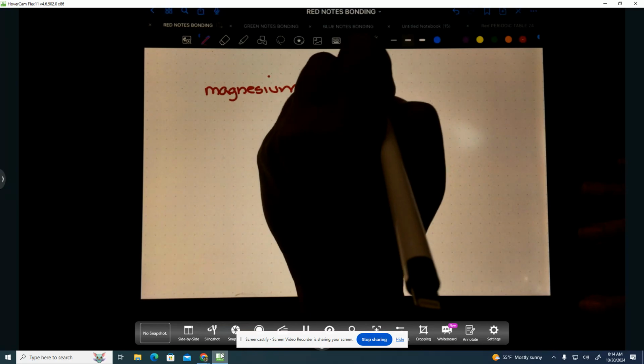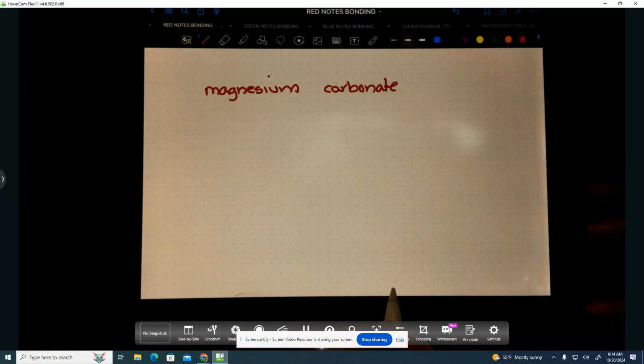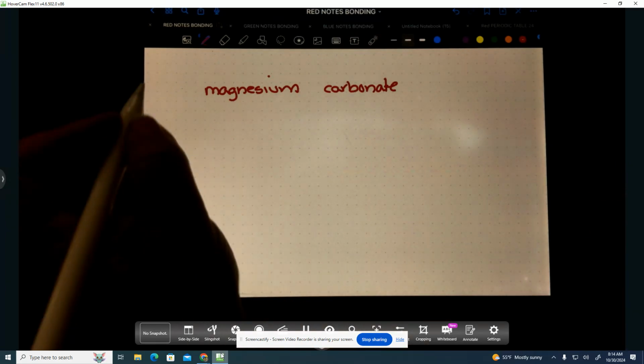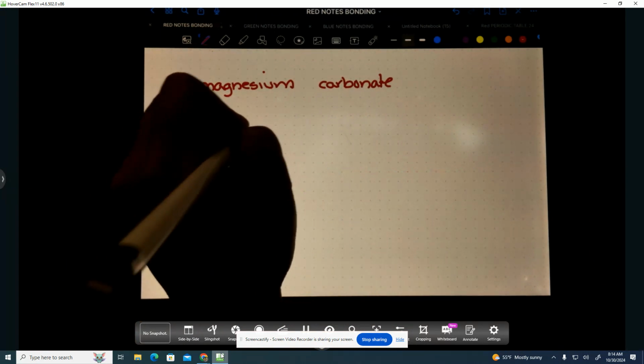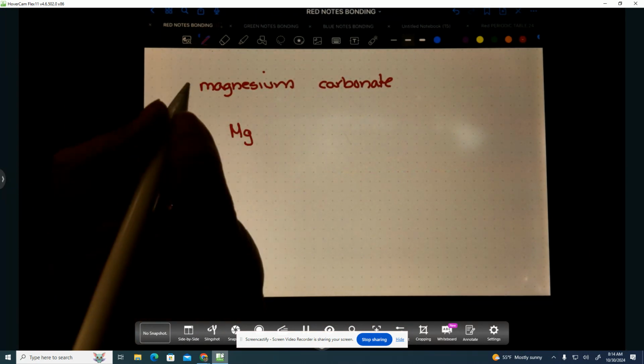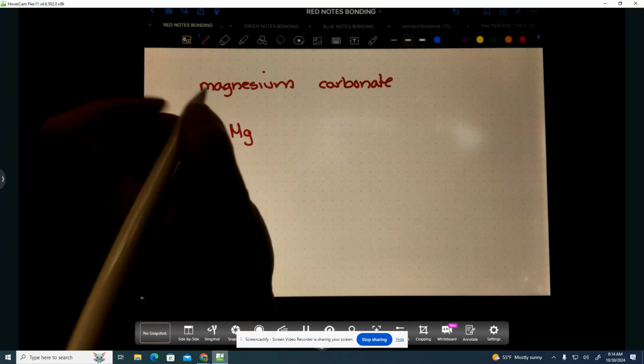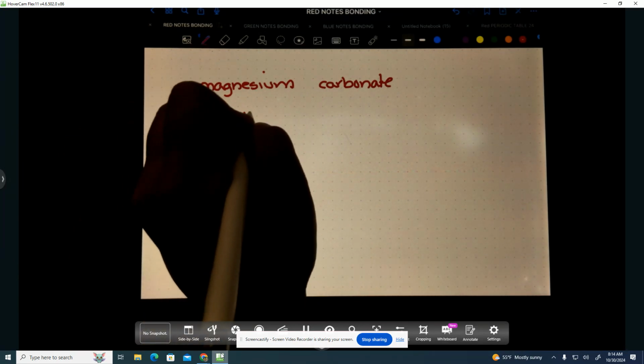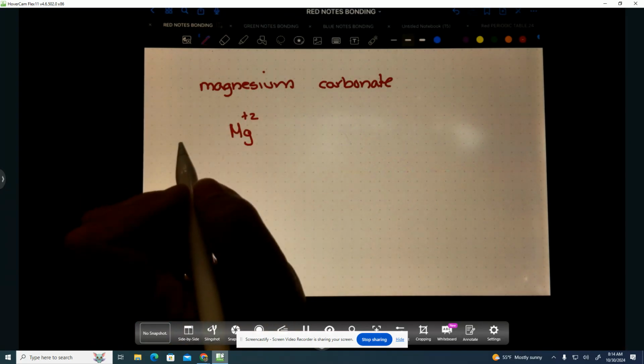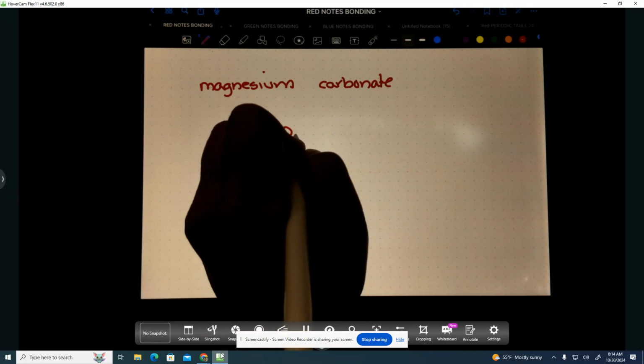Okay, let's write a formula instead of me giving you the name. Let's say we have magnesium carbonate, and I want to write the formula for it. So what is magnesium going to look like? Mg. What is its charge? It's a cation, +2. Okay. What does carbonate look like? CO what?